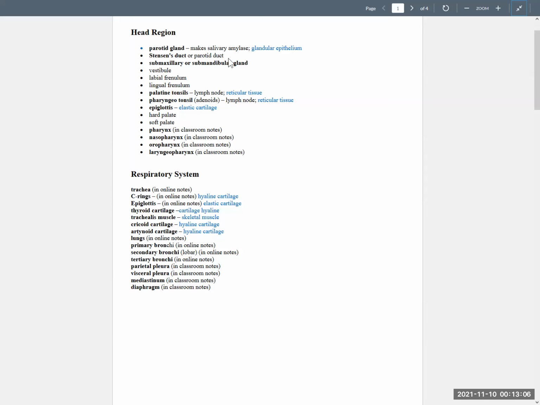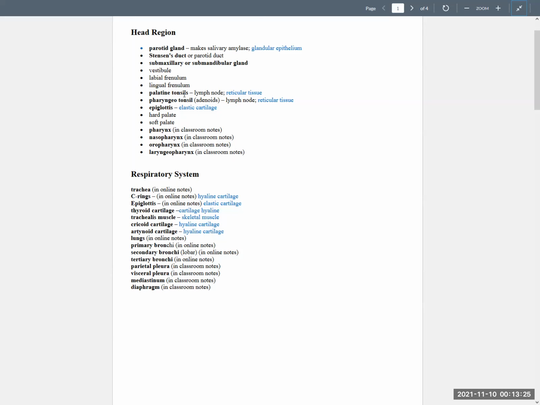Some I don't have anything for. That's usually because it's made up of many tissues, and it would be confusing to list them here rather than talk about them in the classroom, which we will do. All of this is going to get covered.